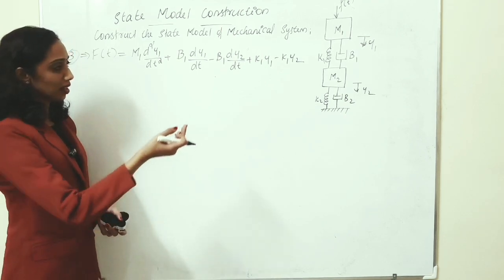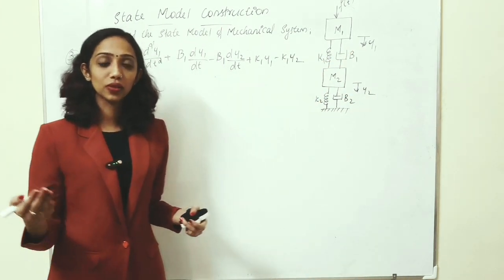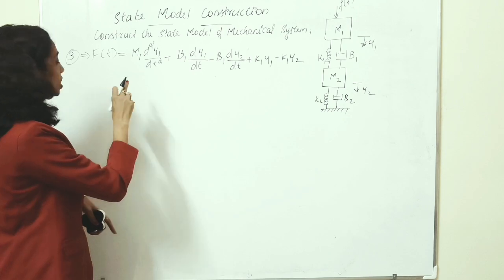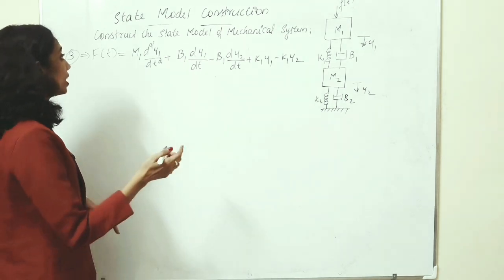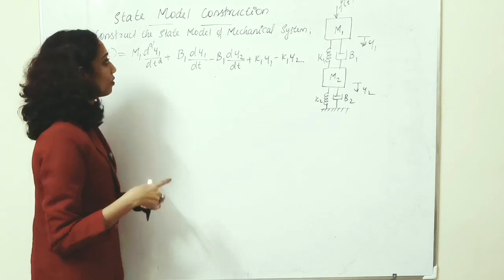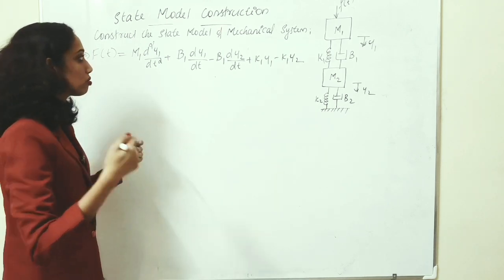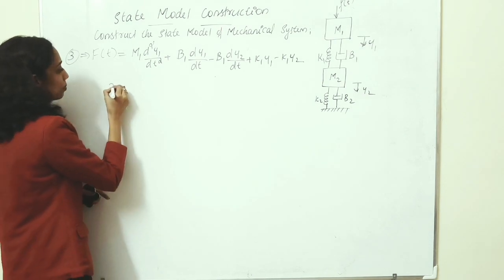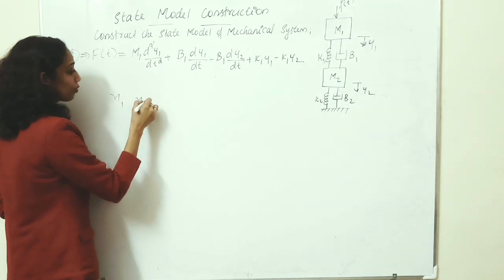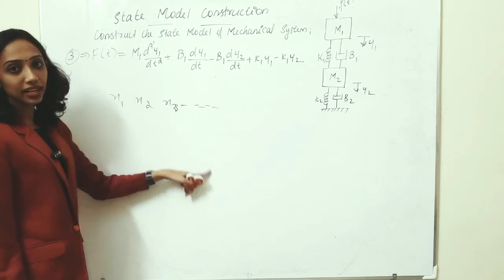The physical variables, or the displacements, are y1 and y2. By checking equation number 3 and equation number 6, we get not only y1 and y2, but also the first order and second order derivatives of y1 and y2 contained in these equations. So we can assign the state variables as x1, x2, x3, x4. Okay, these are the state variables.